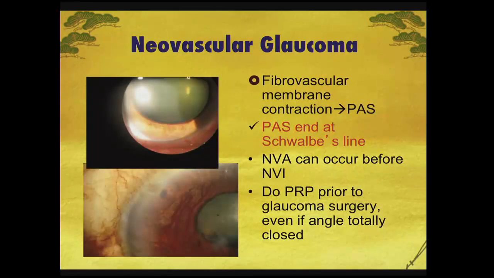Neovascular glaucoma is an angle closure type of glaucoma. Here you get a fibrovascular membrane which contracts, and then it causes synechiae. The synechiae typically end at Schwalbe's line. Neovascularization of the angle can occur before neovascularization of the iris. So if you have a diabetic, or someone with a CRVO who suddenly has much higher pressure than you remember them having, you should do gonioscopy, not just look at the iris. Everybody wants to treat the high eye pressure right away, but you really do need to do PRP on these patients because we need to treat the cause of the problem.